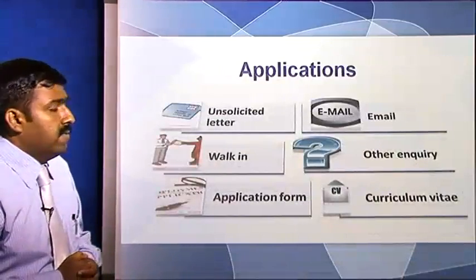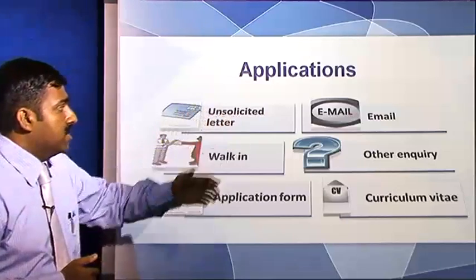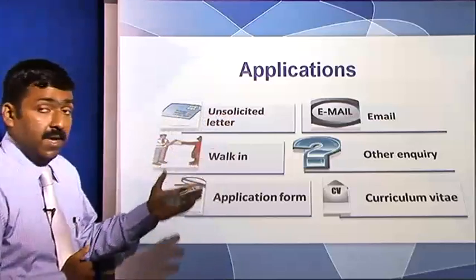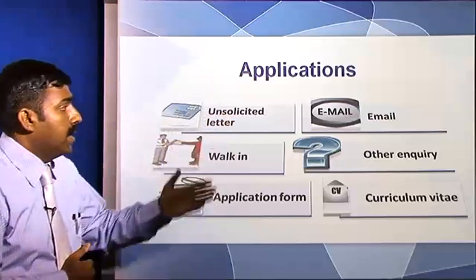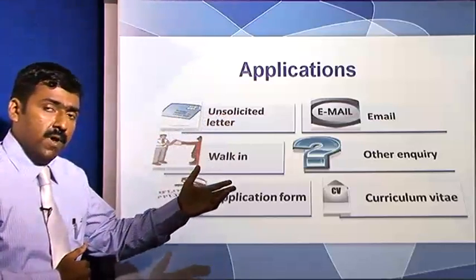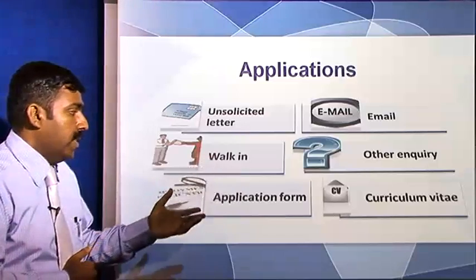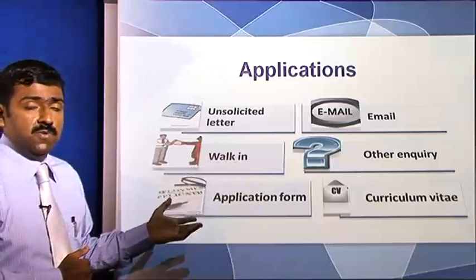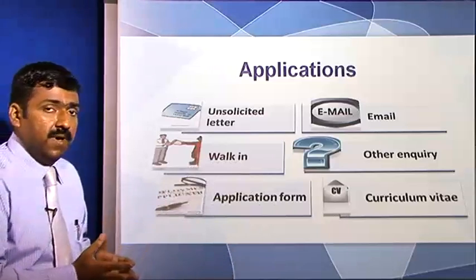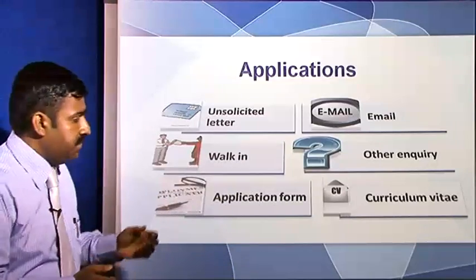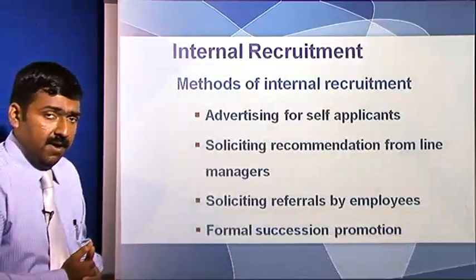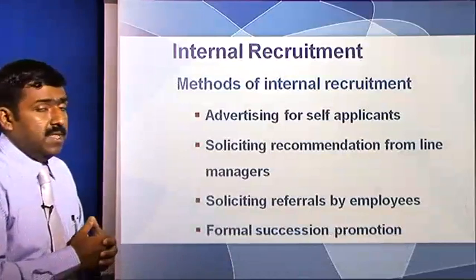Applications. You can receive applications in the following formats. It can be in the form of an unsolicited letter. It can be a walk-in, an email, another inquiry, say over a phone, or you might be mailed a curriculum vitae, and you even have application forms. These are the different varieties in which you can get your applications. Let's take a look at internal recruitment. What are the methods of internal recruitment?